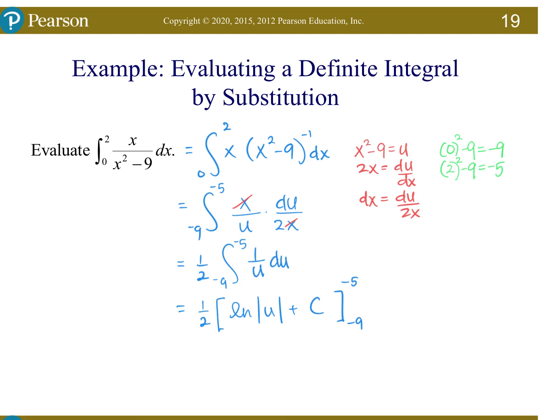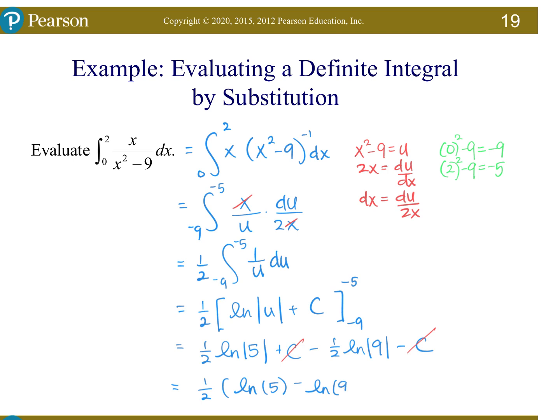And here's where the absolute value is important, because it's going to change those negative numbers to positive numbers. So it'll be 1/2 of the natural log of the absolute value, okay, so that's going to change to a 5. It's positive. Plus c. Minus 1/2 natural log of the absolute value of positive 9 minus c. So our things simplify. And I do have 1/2 in common. So you'll probably see the answer written like this. The natural log of 5 minus the natural log of 9 with the 1/2 out front.